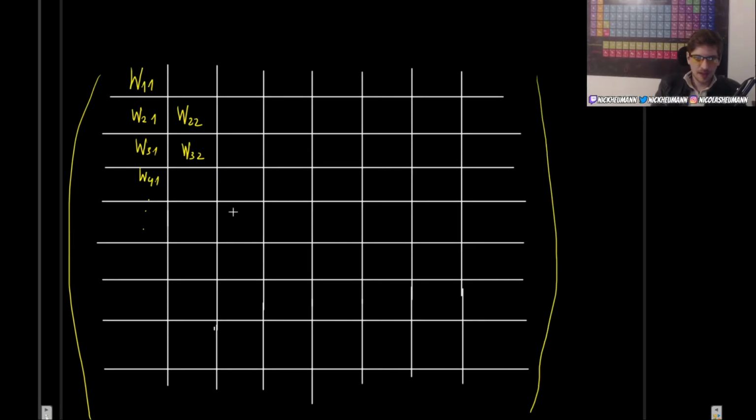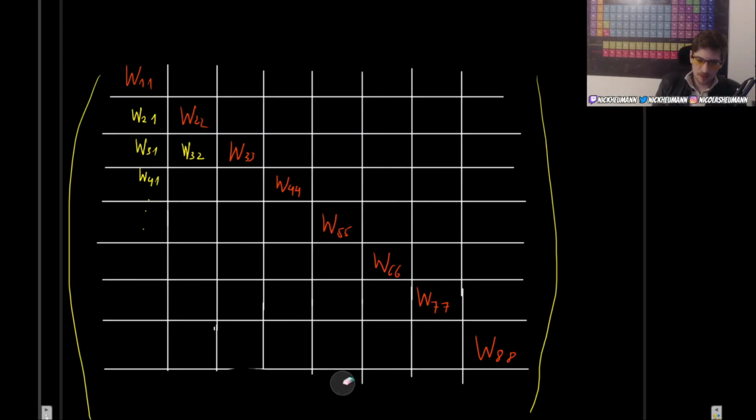On the diagonal, I'm going to use a different color just to make sure that we can distinguish it properly. So the diagonal is going to be red. So W11, W22, W33, W44, W55, W66, W77, and W88. And maybe I'm going to just get rid of these lines here that are protruding. And there we go. Okay, so what about our off-diagonal elements?